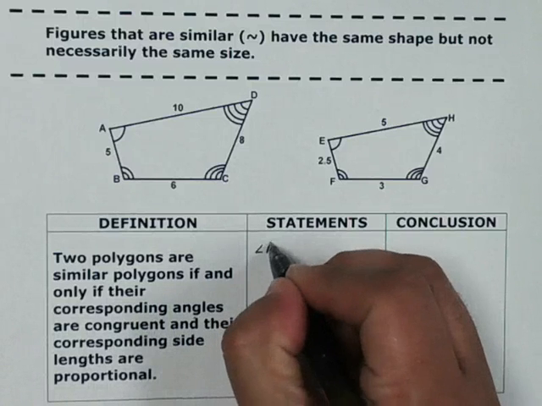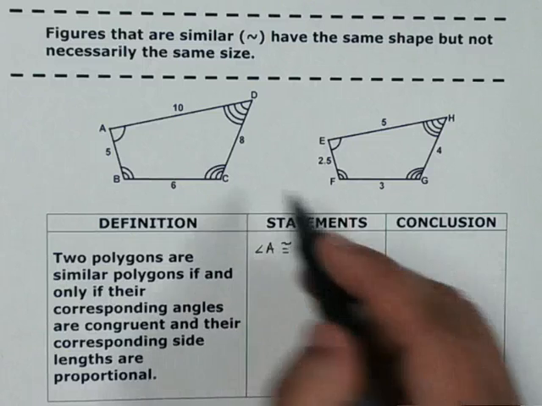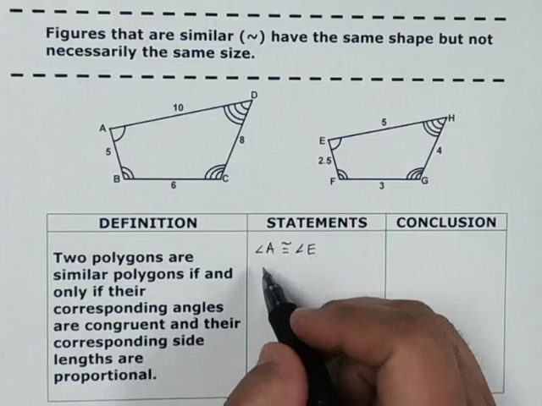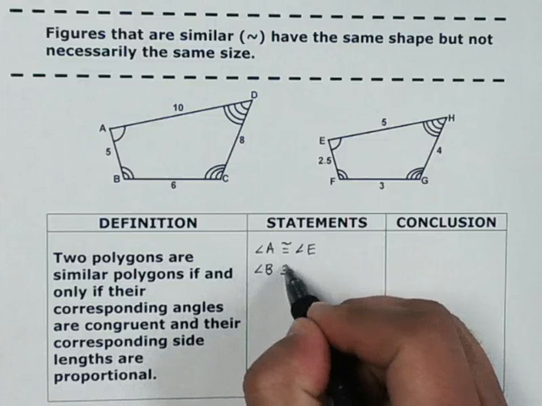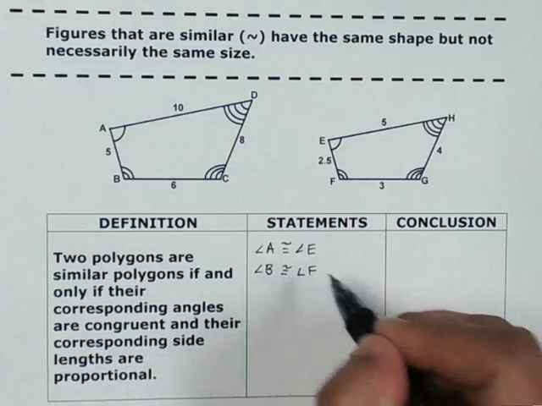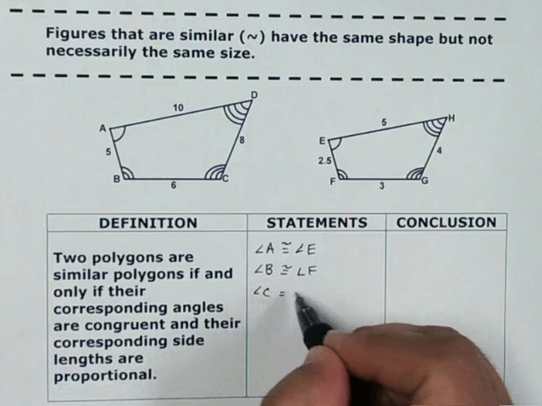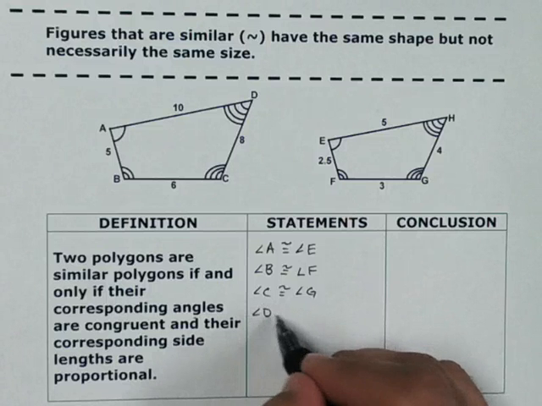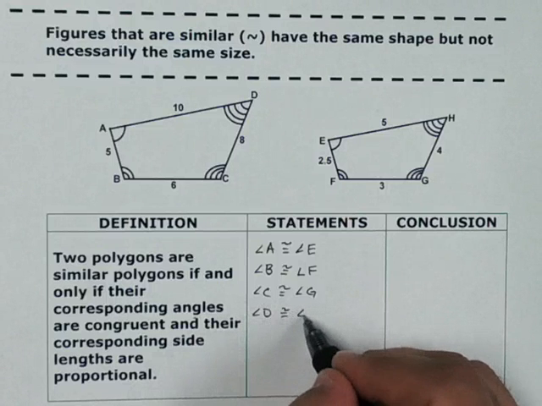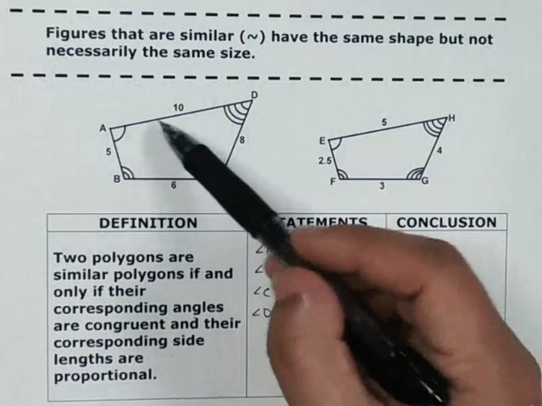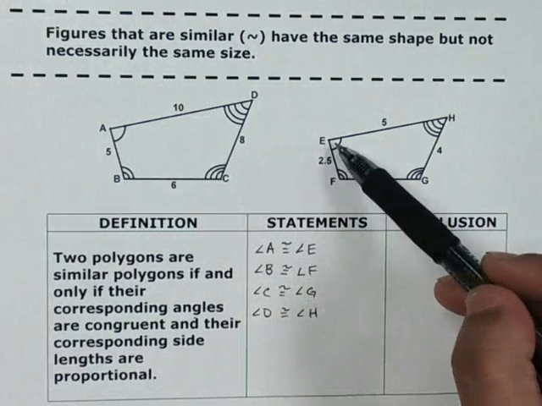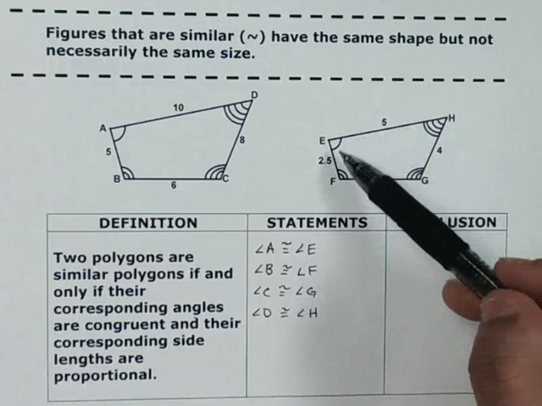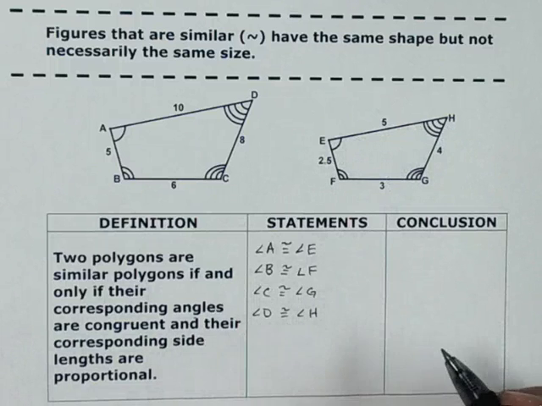So I would have to say that angle A is congruent to angle E. Then angle B would be congruent to angle F. Angle C would be congruent to angle G. And angle D would be congruent to angle H. Notice every angle on this side is matched, or corresponding, to one of the angles on this second shape, and they're all congruent.